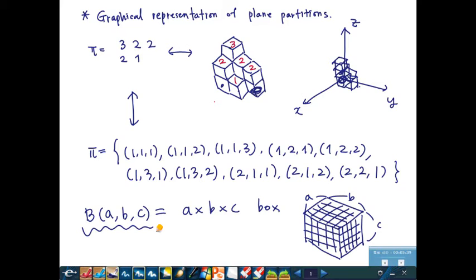I told you that the generating function for all plane partitions has a nice product formula. And there is an even more interesting thing. The generating function for plane partitions inside this box also has a very nice product formula. Maybe I have to define this first. What is the generating function?